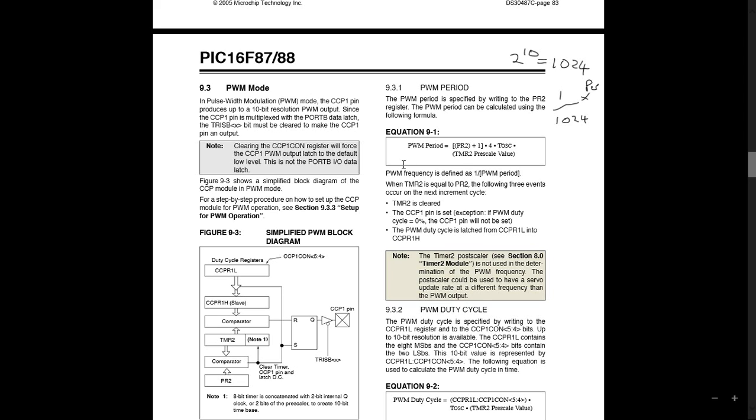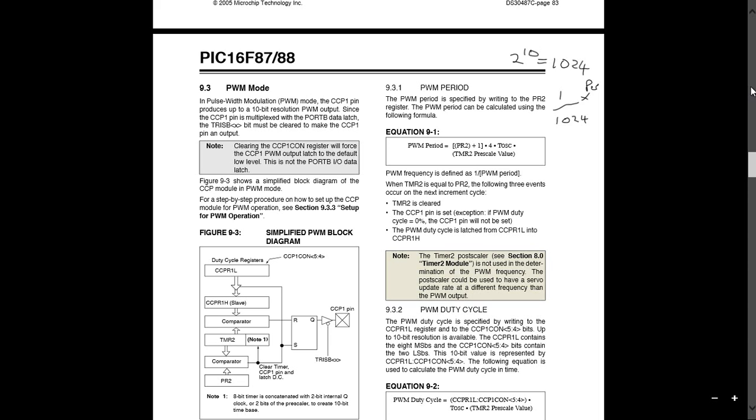Since the CCP1 pin is multiplexed with the port B data latch, the TRIS-B bit, and it just says X so it doesn't tell us which bit, must be cleared to make the CCP1 pin an output. What this basically means is that whichever port pin we're using, we need to make sure it's set up as an output. This may give you the impression that we can use any of port B's pins for a PWM output, when in actual fact we only have 2 options, RB0 and RB3.